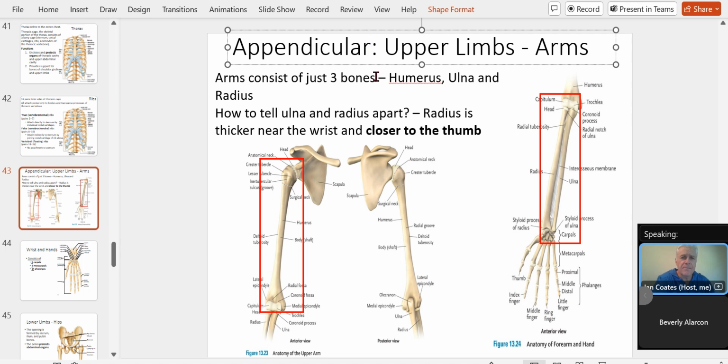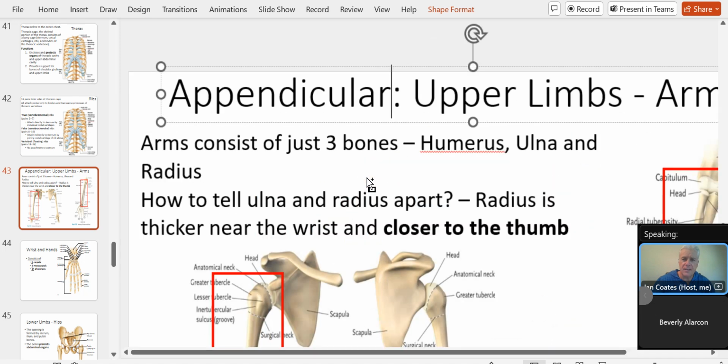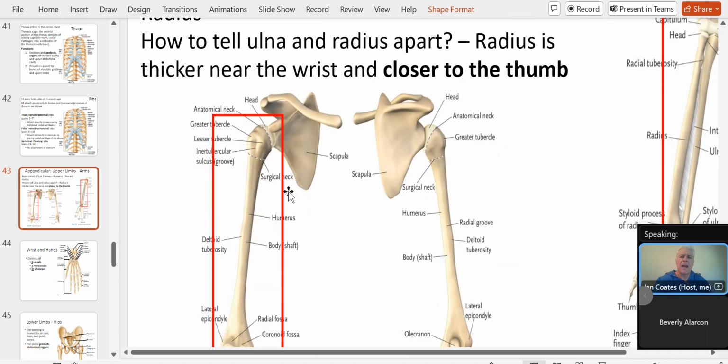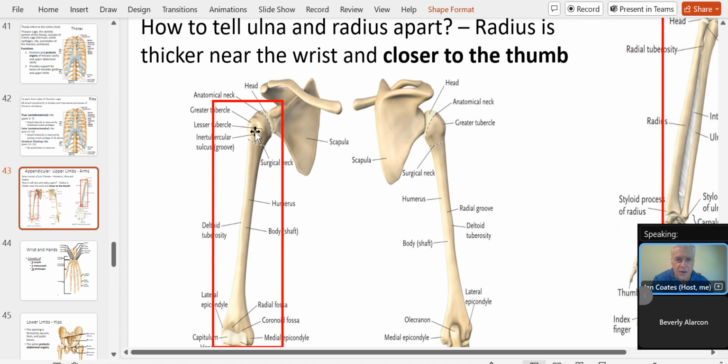Upper arm. Here we've got the humerus. The arm consists of three bones, the humerus, the ulna, and the radius. You'll see how the humerus attaches to the shoulder girdle. There's the scapula, and there's a nice little facet within the scapula, and that's how the shoulder joint works. It's what we call the ball and socket. It works the same way as the hip joint and provides the greatest amount of movement.